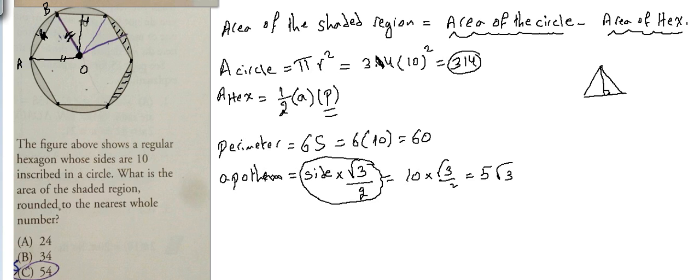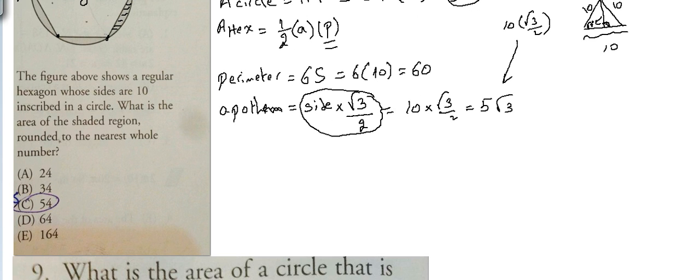This height cuts the equilateral triangle into two half equilateral triangles. And this height will be side facing 60 degrees. If the side is 10 of equilateral triangle, the side facing 60 degrees is equal to 10, which is the hypotenuse, times radical 3 divided by 2, that is 5 radical 3. Now, 5 radical 3, this is the apothem.